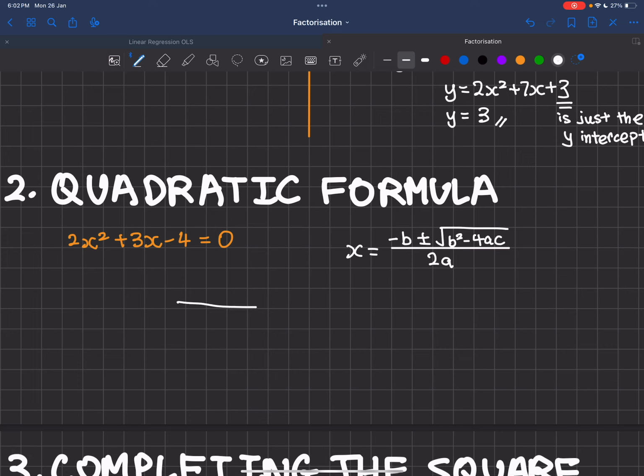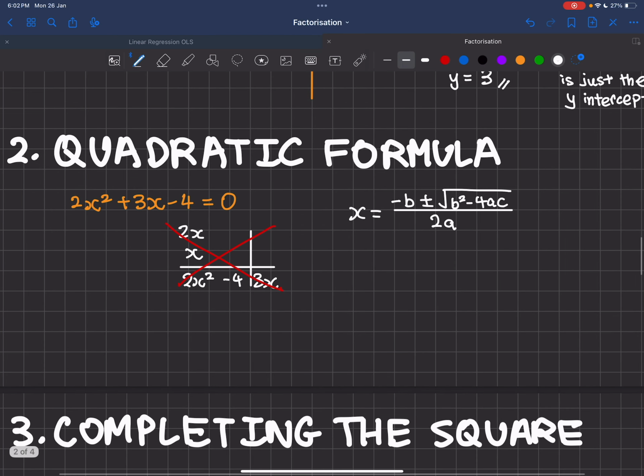If you were to try the method we did above, which is factorization, 2x squared minus 4, 3x, 2x, x, you'll see that it's impossible. Put 4 here, it's impossible. So this method will not work. So we move on to the quadratic formula. Or if the question asks you for it, just plug everything here.